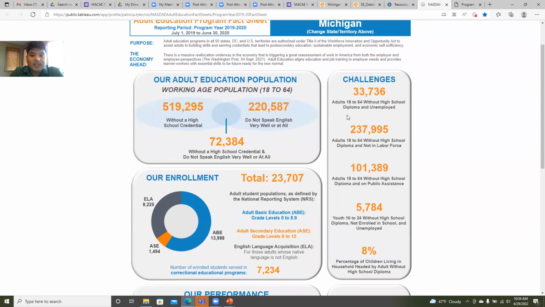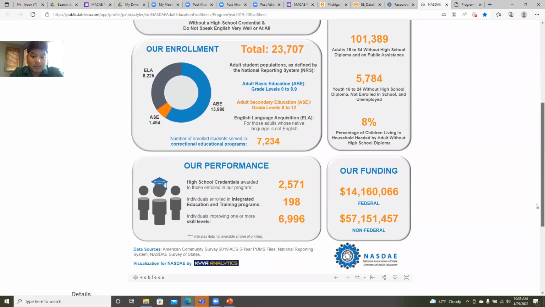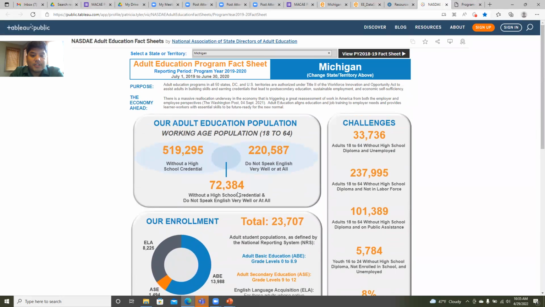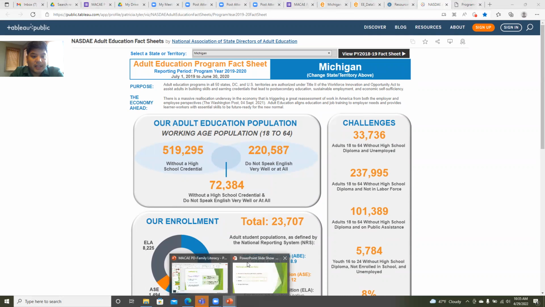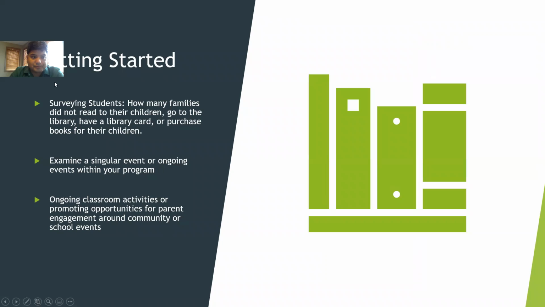Here you can see, again, some of the additional challenges broken down. Number of adults without a high school diploma and on public assistance, which is something that certainly we encounter with a lot of our adult learners. And then 8% is the percent of children living in a household headed by an adult without a high school diploma. So these are the populations that we're trying to serve and part of the broader landscape of what we're trying to do. And a little bit later, as we have some discussion time, we'll break that out into some Michigan numbers.